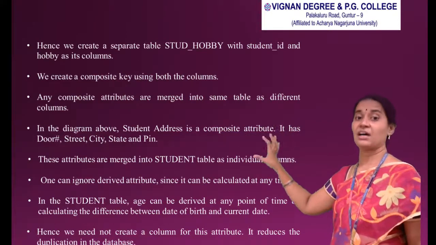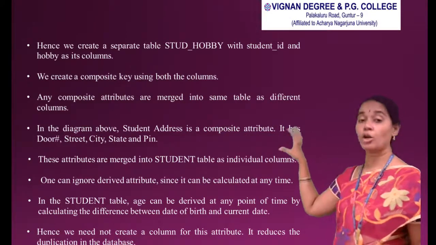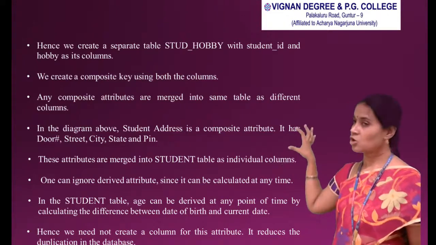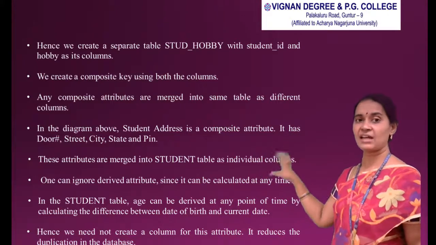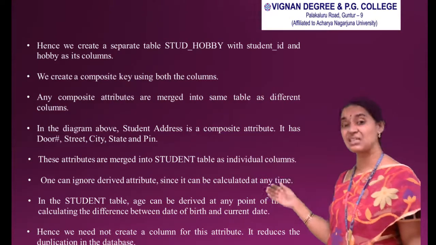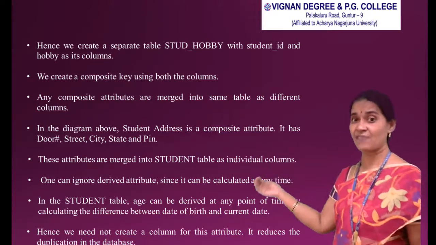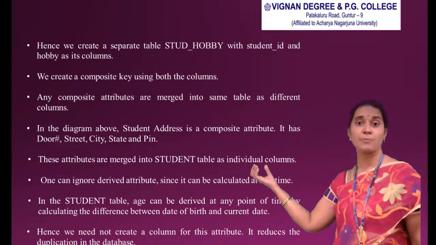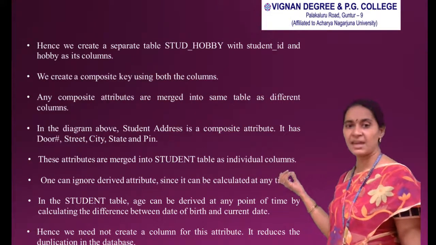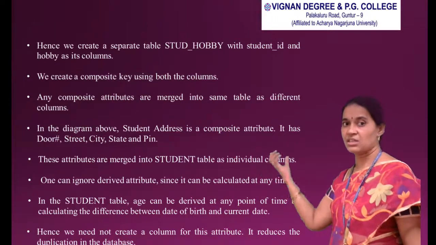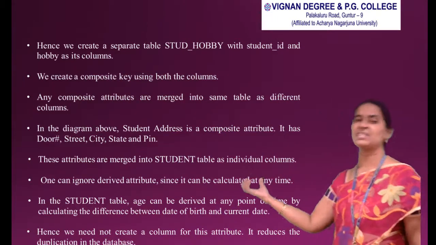Now coming to the composite attribute, what to do with composite attributes? Composite attributes also have the same problem. A composite attribute also has internal divisions inside it. In our example, I have considered the student address as a composite attribute, in which I have door number, street, city, pin, etc. So again, this also should be separately placed in a new table.